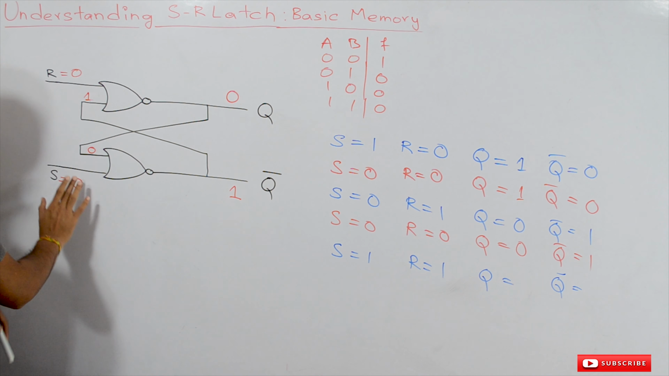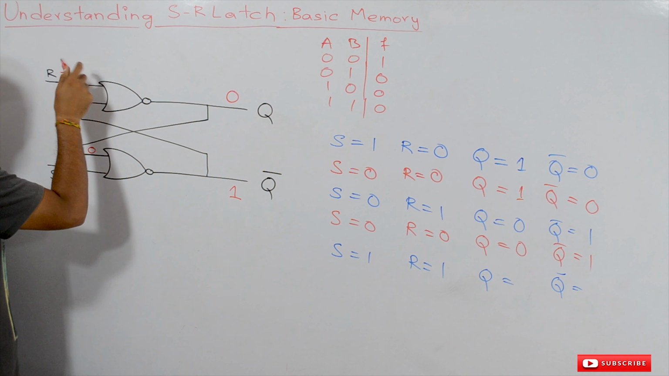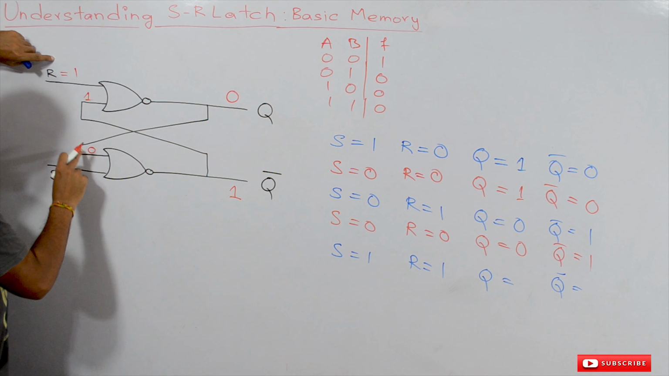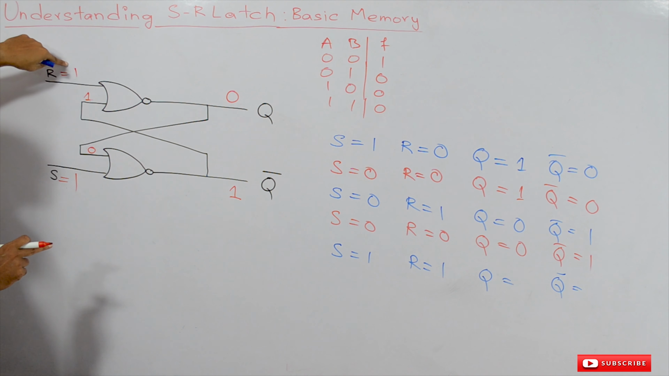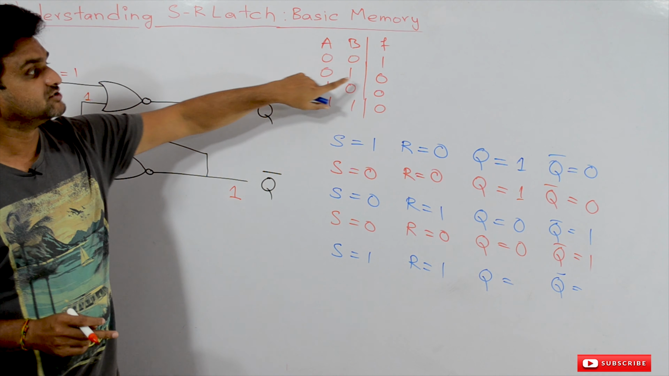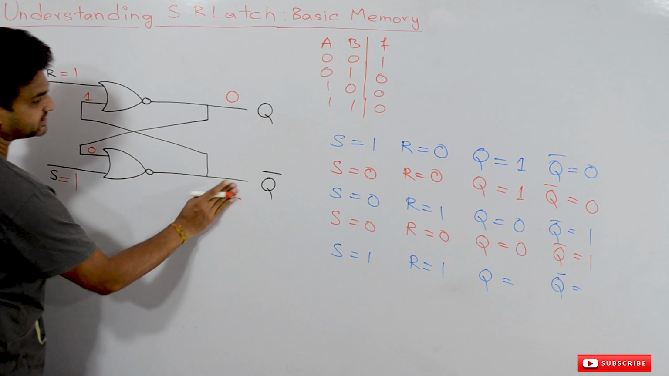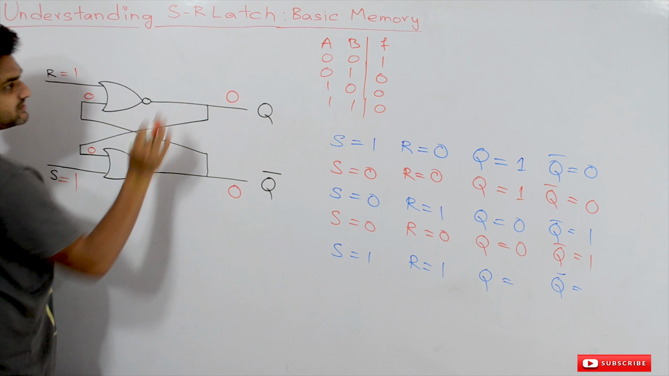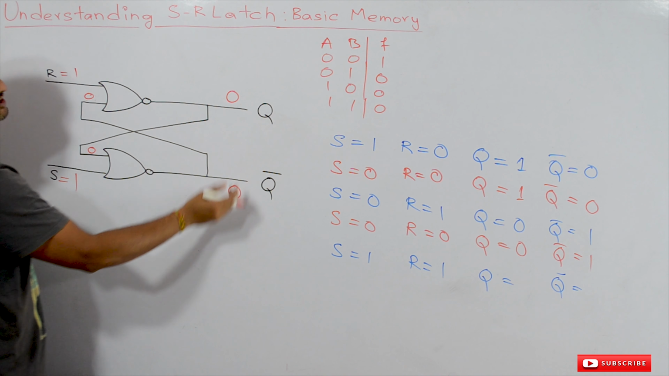Okay, so now we will change these values to 1 1. The value of S is equal to 1 and R is equal to 1. Now what happens? See here, 1 0. So the logic is, if any one of the inputs is 1, and here S is also 1 and R is also equal to 1, it is going to produce an output of 0. So let's see. This 0 1 0, it is going to produce an output of 0, and this will be 0 and this will be 0. So the circuit has been stabilized.